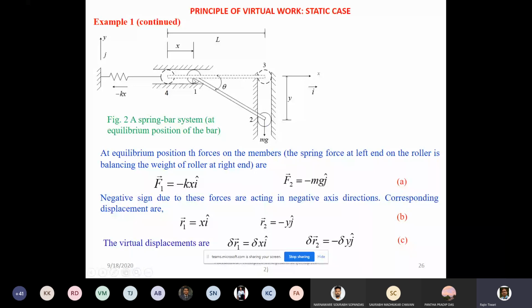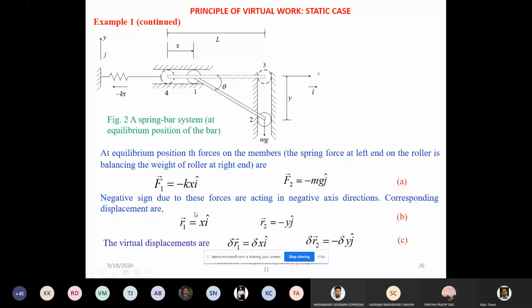On the left side, because the spring got extended by x distance, the force direction will be opposite to the displacement, because the displacement is taking place in this direction. The restraining force of the spring will be in the 1 to 4 direction, opposite to x. So that's why minus kx, where k is the stiffness of the spring. So kx is the spring force, and i is the unit vector in the x direction. So these are the two forces acting in this particular system.